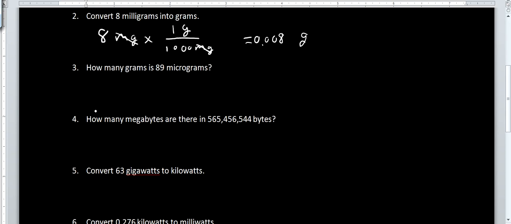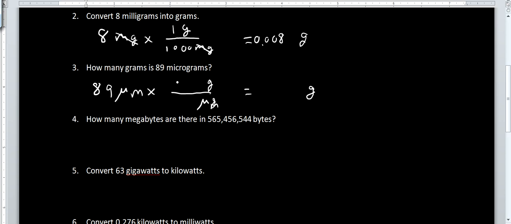Next one. How many grams is 89 micrograms? So 89 micrograms is that symbol, and you're changing that to grams. Want to be left with grams. You find a conversion factor that will change micrograms to grams.